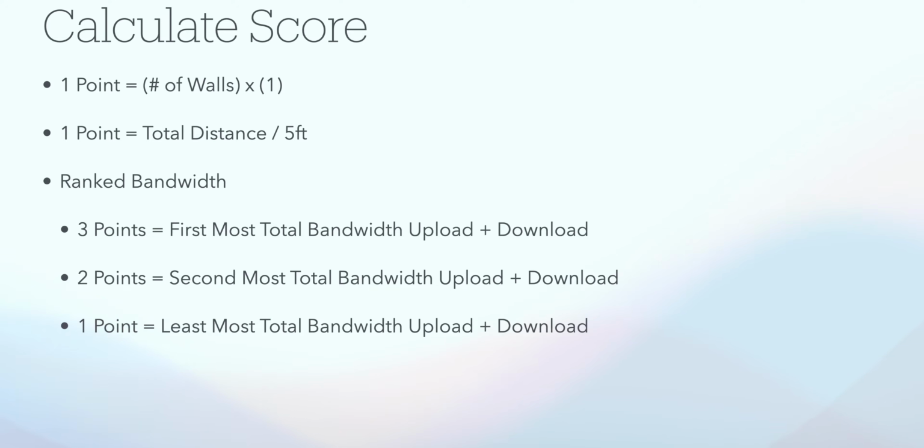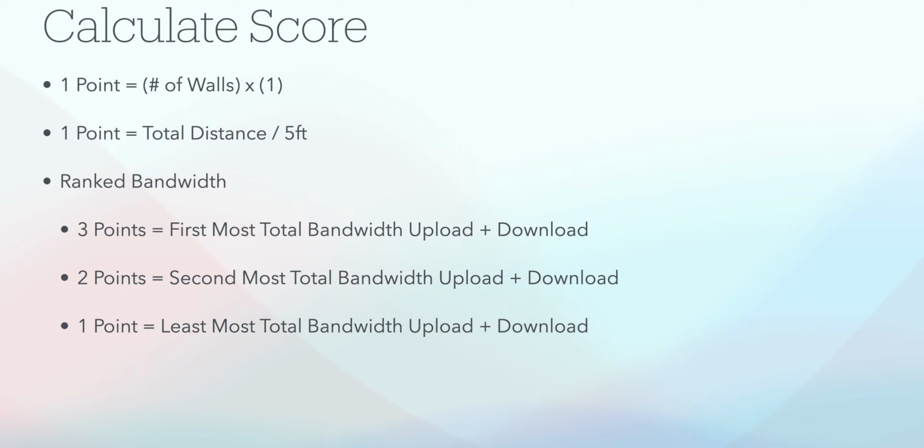So now let's talk about how I came up with the scorecard, or how I calculated the actual points for these access points. Each access point was awarded 1 point for the number of walls it had to penetrate. So if I had 3 walls in between me and the access point, that access point would gain 3 points right there. Then I decided it'd be a good idea to also award points for distance. So I assigned a value of 1 point per 5 feet. So if I was standing 31 feet away, I divide 31 feet by 5, and you get that many points.